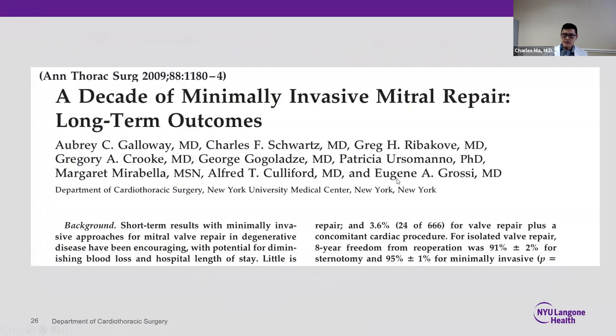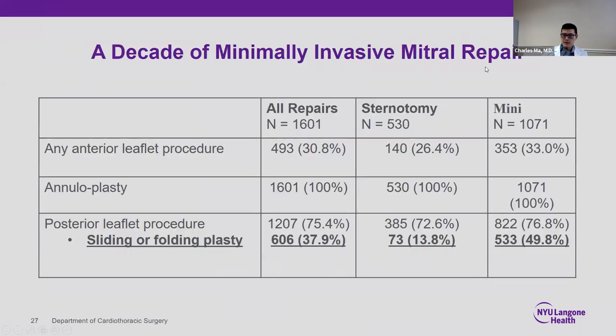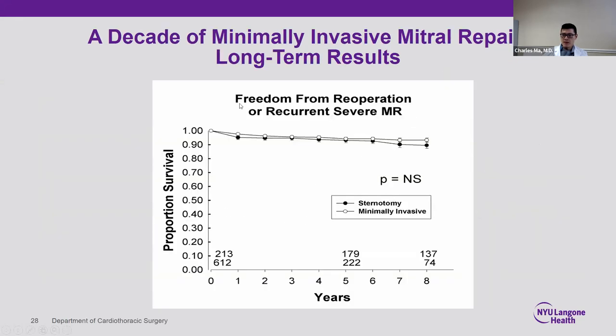As we accrued experience in the 90s, by 2000, we had a decade worth of outcomes and data, and the outcomes were equivalent in terms of what we were able to do, folding plasty. As you can see over time, in the 80s was a very low percentage, but the later adoption rate became higher. Annuloplasty became more of a band instead of a ring, and anterior leaflet procedures, which I'll go into in a little bit, about the same. So they could replicate the traditional repair done through a sternotomy through a mini thoracotomy. And the outcomes were equivalent compared to open surgery.